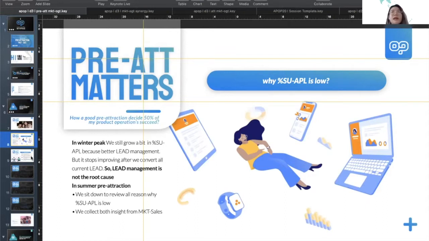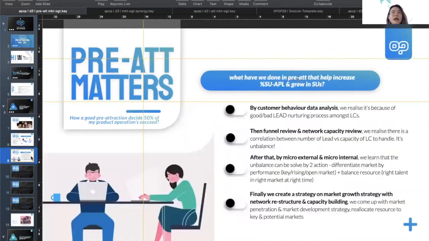Because of that, in the second semester, when I prepared for the summer peak, we started to do a lot of research. First, we wanted to understand why customers drop, so we did customer behavior research. After that, we realized the problem affects the whole funnel, before and even after. So we did the funnel review and the network capacity review to see what the network communicates to customers.